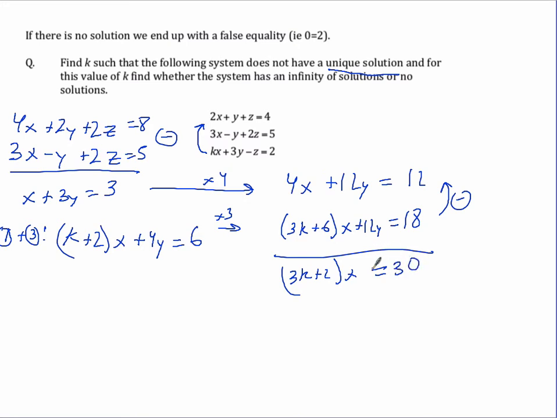Now, what's the question I was saying again? Find the value of k such that the system does not have a unique solution. So if k is something like 0, for instance, you get 2x equals 30, you get x equals 15, so there is a point of intersection. So most of the time you'll have a unique solution. The only time you don't have a unique solution is when 3k plus 2 equals 0. Then you get 0 equals 30. That means there's no solution. Okay, so k equals negative 2/3. Therefore, no solution when k equals negative 2/3.